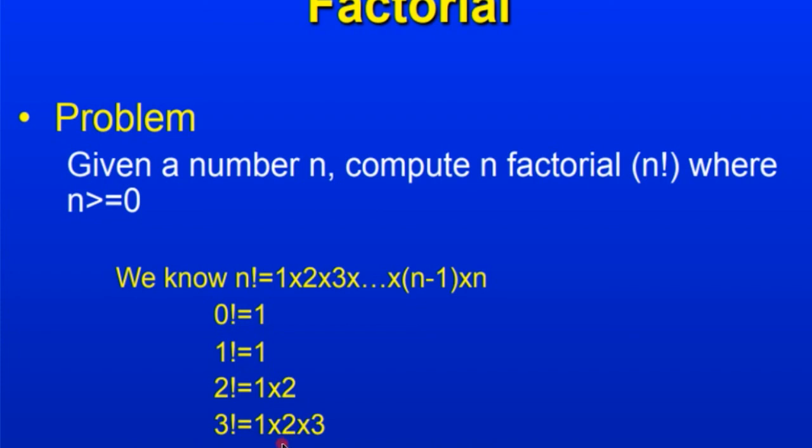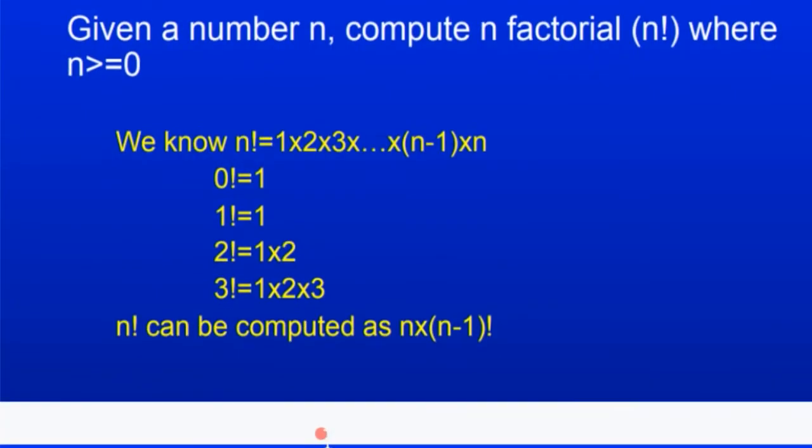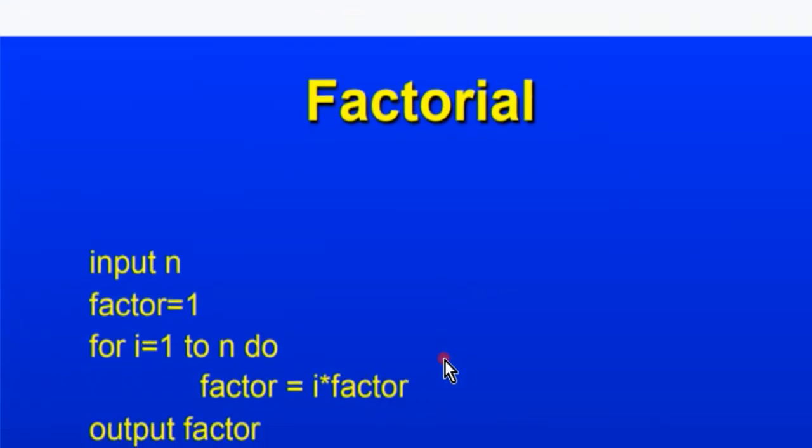We know n factorial is equal to 1 into 2 into 3 and so on into n minus 1 into n. That means if it is 5, it is 1, 2, 3, 4, 5. 0 factorial is 1, 1 factorial is again 1, 2 factorial is 1 into 2, 3 factorial is 1 into 2 into 3. And n factorial can be computed as n into n minus 1 factorial. For example, the factorial of 5 is 5 into 4 factorial, that is 5 into 4 into 3 into 2 into 1.